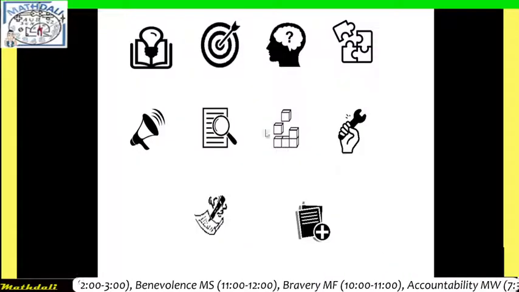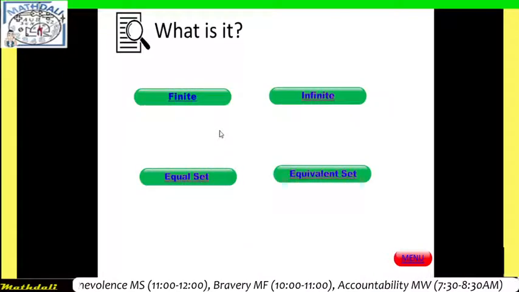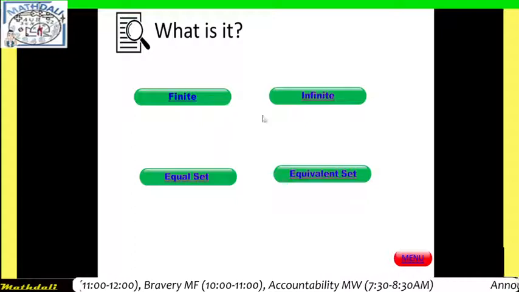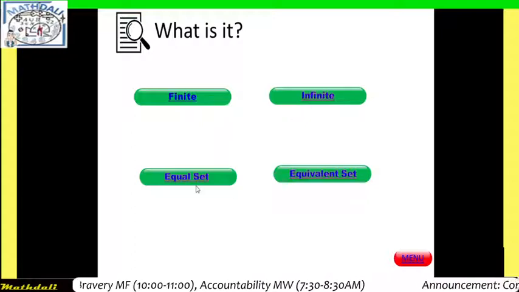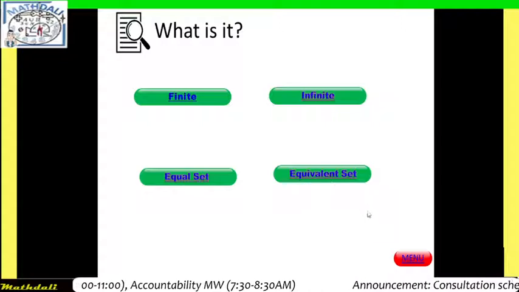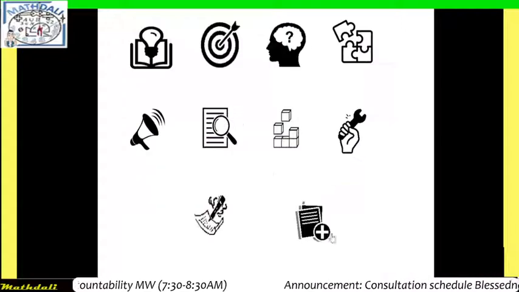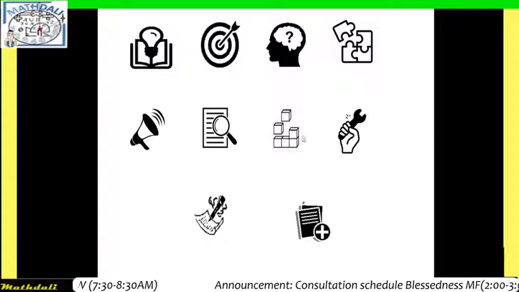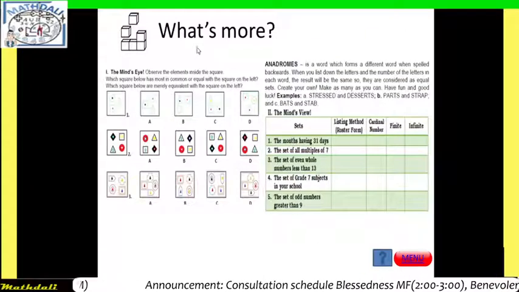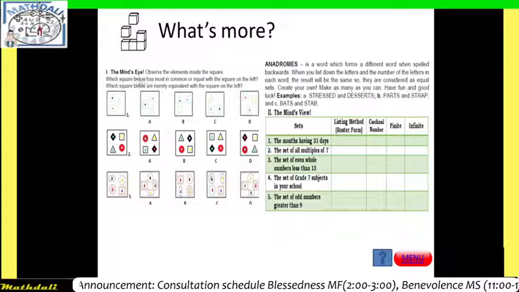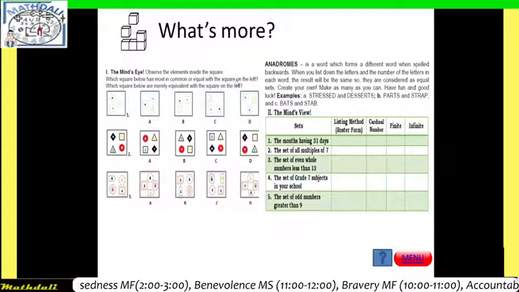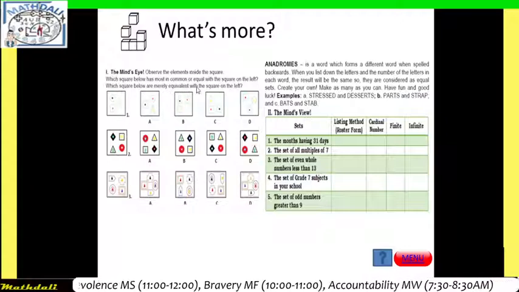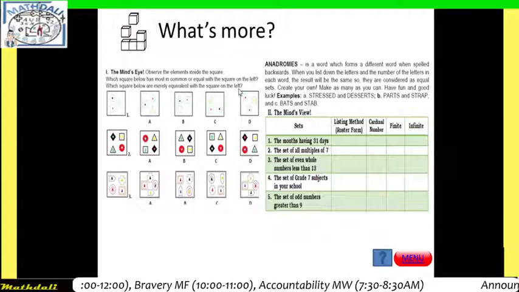Next, let us have this. Okay, so I'm going to make a separate video for finite and infinite, then another video for equal and equivalent set para hindi masyadong mahaba itong video natin. Then, let us have this. What's more? The mind's eyes. Observe the element inside the square. Which square below has the most common or equal with the square on the left? Which square below are merely equivalent with the square on the left?